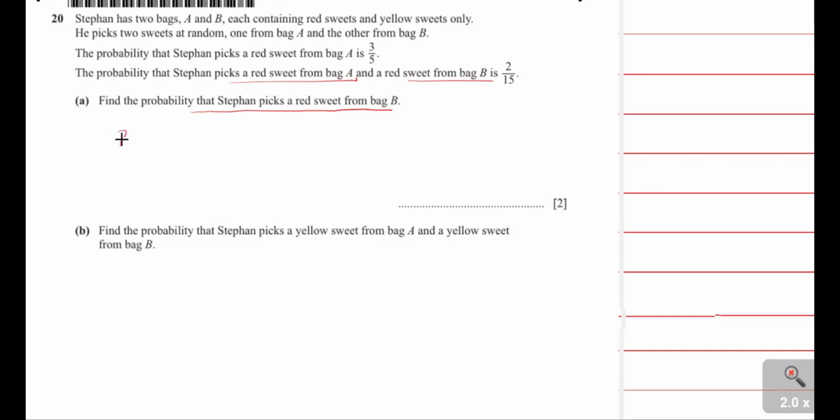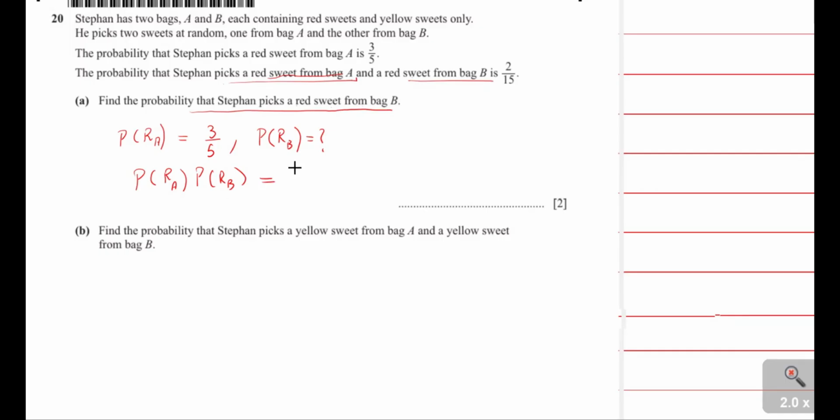Look here, the probability of a red sweet from bag A, P of RA, is 3/5. And we have to calculate the probability of a red sweet from bag B. We represent it as P of RB, and we have to calculate this value. Here, the probability of a red sweet from bag A and a red sweet from bag B we represent by P of RA into P of RB.